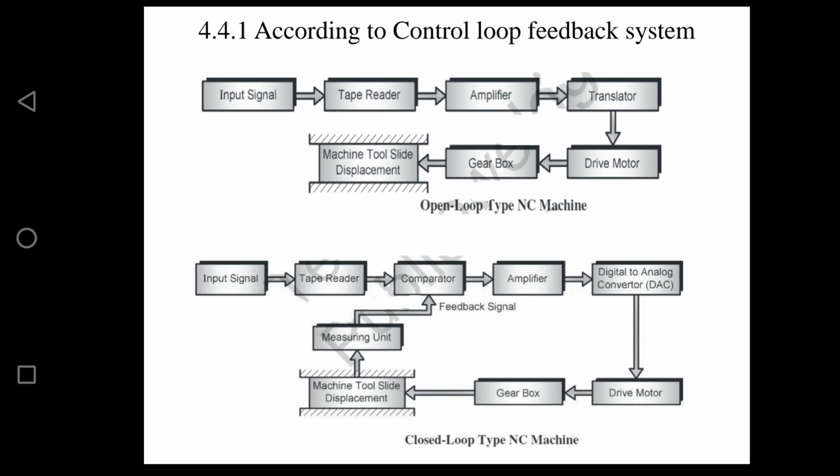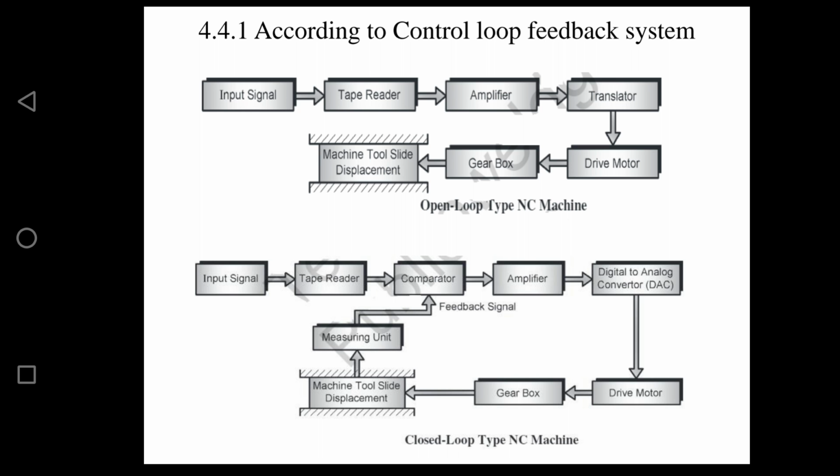Well, you can see here you have an input signal which is fed to the tape reader. The tape reader gives it to the amplifier, and the amplifier translates the program given by the tape reader into machining language and gives it to the drive motor. The drive motor sends the program instructions given to it to the gear box, and the machine tool will have the slide displacement.